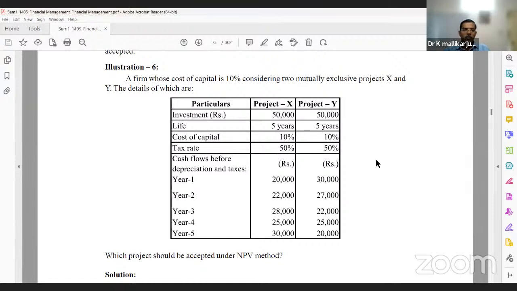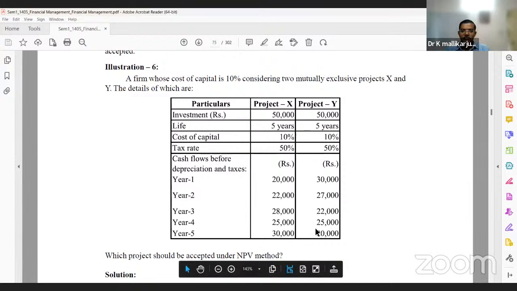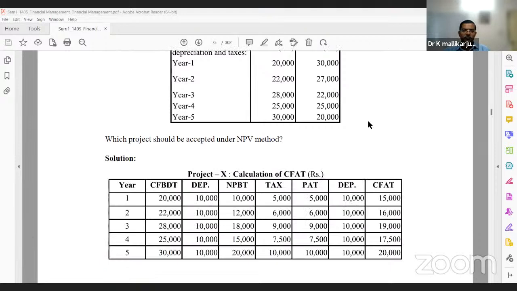I think you got the point, Kalyan garu. Yes, sir. Everything is the same except the cash flows. Right? So which project are we going to select? We can take only one. We can't take two. We can accept only one project, and based on the NPV method we will select which project is better.